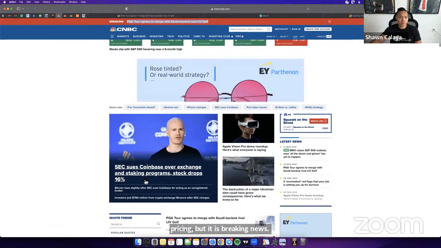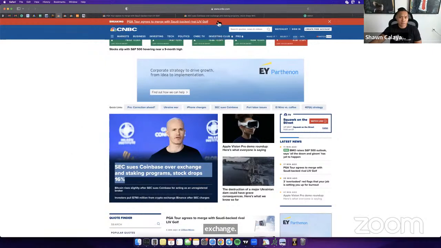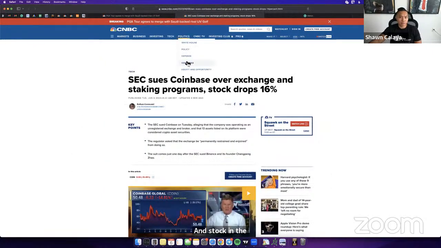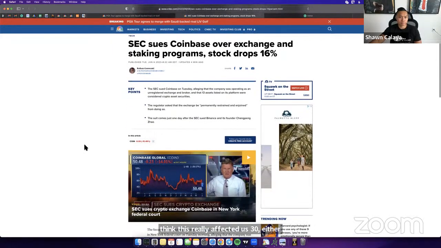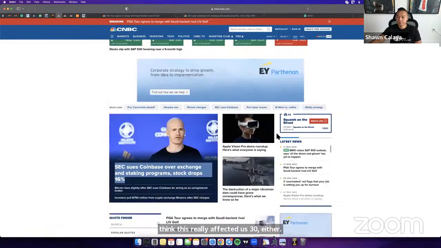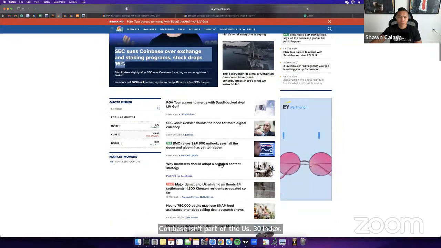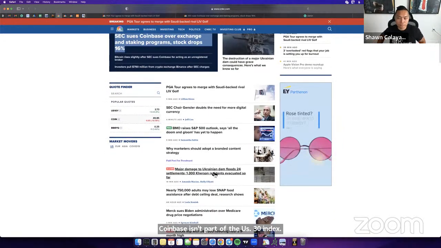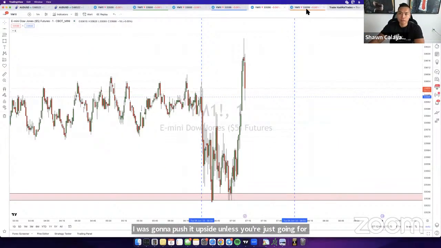Okay, there's a news event right here. It says SEC sues Coinbase over exchange and staking programs. Stock price drops. I don't think this really affected US30 either. Coinbase isn't part of the US30 index. I don't see anything here necessarily causing that push to the upside, unless you're just going for a stop loss hunt, they just hunted everybody that was up top.